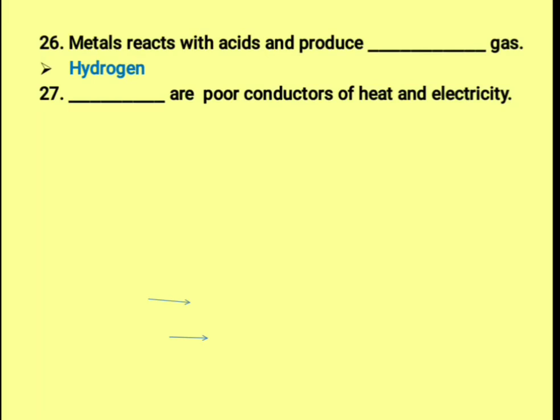Next, dash are poor conductors of heat and electricity. So we all know that non-metals are poor conductors of heat and electricity. That is why they are used as a plug. And rubber is used as gloves to handle electricity. So except graphite, all the non-metals are poor conductors of heat and electricity.